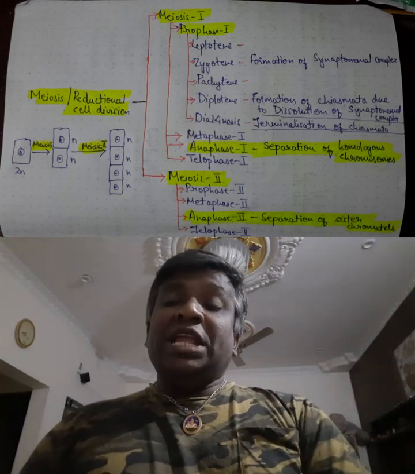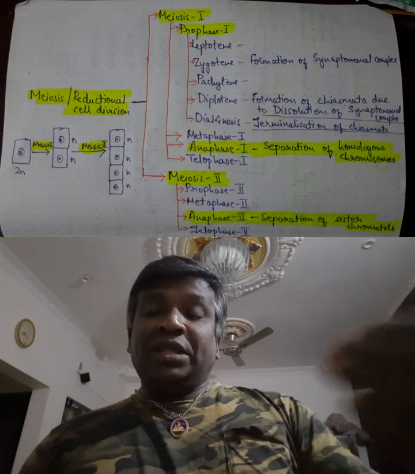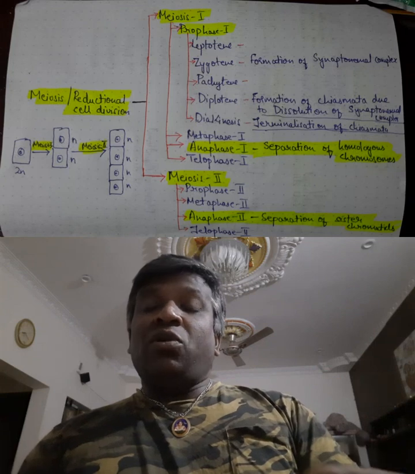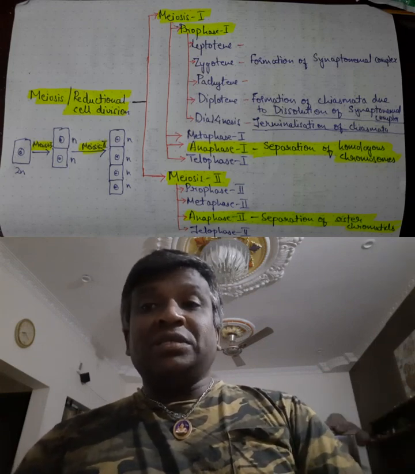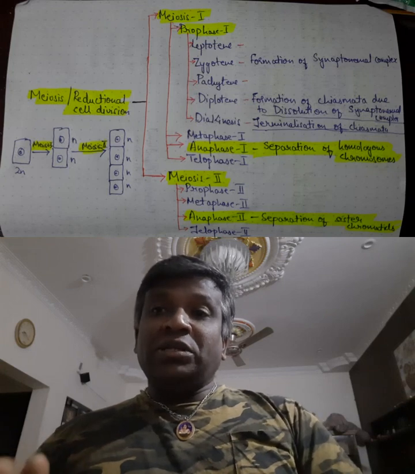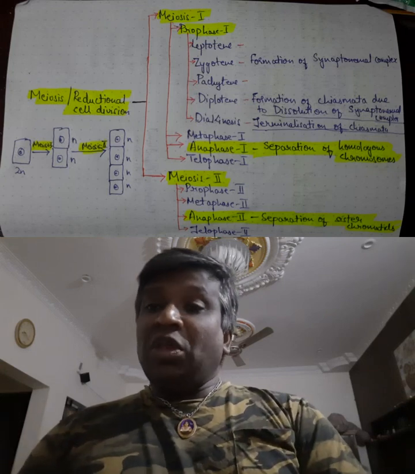In the last stage, diakinesis, there is terminalization of chiasmata, and there is degeneration of the nuclear membrane, nucleolus, and disappearance of mitochondria and Golgi complex. All this happens typical to any prophase stage. So prophase I is a very important stage in meiosis-I.